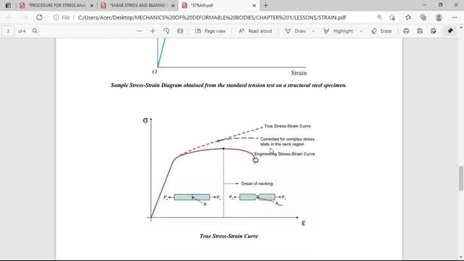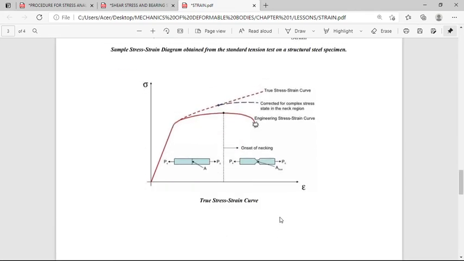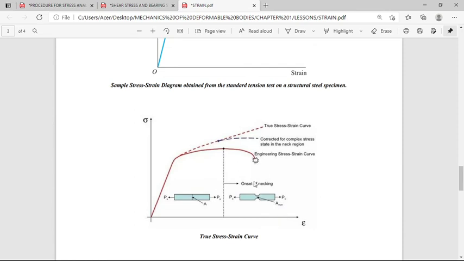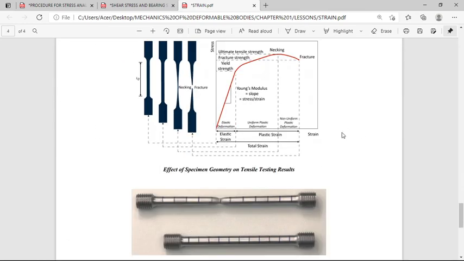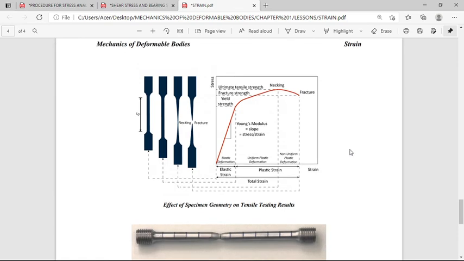Let's proceed. Meron tayong tinatawag na true stress-strain curve. Makikita nyo through this line, yung red line na nakakonect dito sa red na imaginary or broken lines. Yan yung true stress-strain curve. Don't worry, I have prepared another video discussion of this. So, I suggest to watch that discussion.